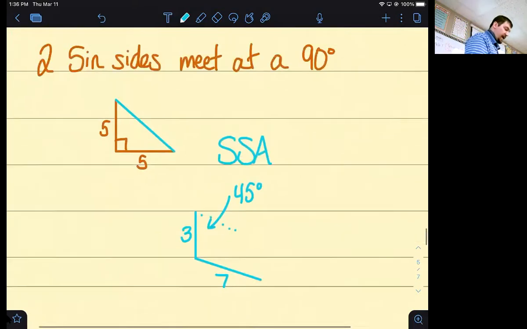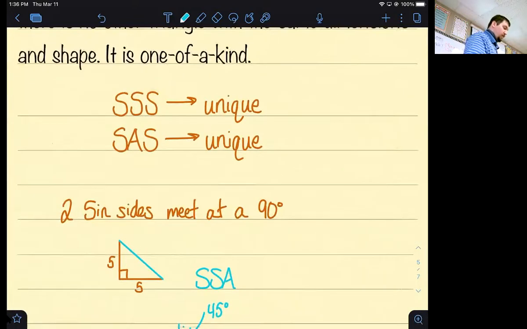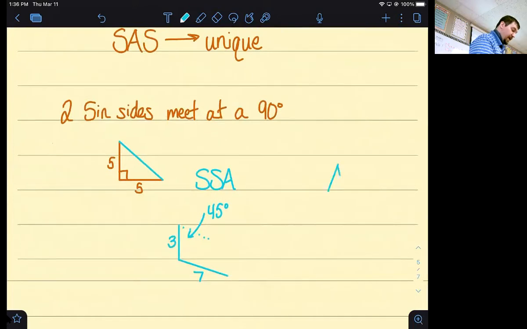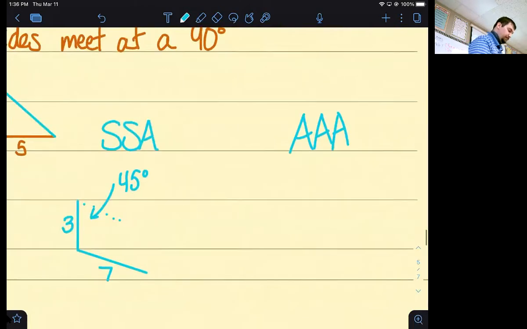So it's only when you have the side, side, side, or the side angle side. Now, what you might be thinking, what if I have angle, angle, angle? What if you lock in all 3 of my angles? No.